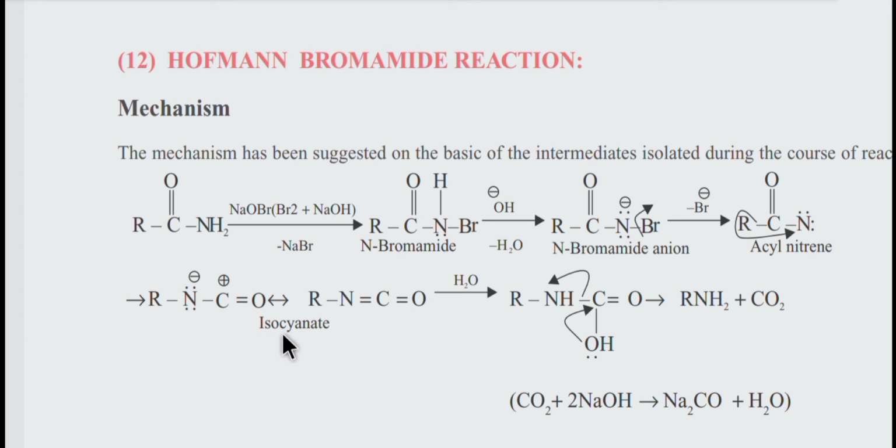And this is also called isocyanate. That is the intermediate of the Hofmann rearrangement, or Hofmann bromamide reaction. That is called isocyanate. Remember that it is a very important term, isocyanate. That is the intermediate of this compound. So once again, in the presence of water, it will produce primary amine.